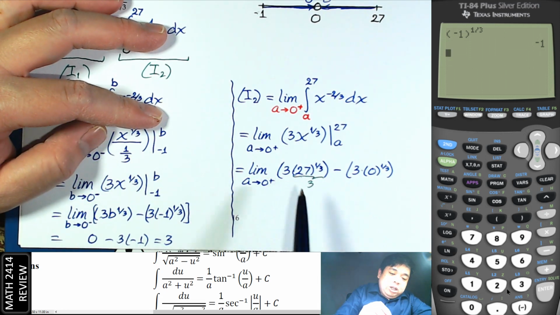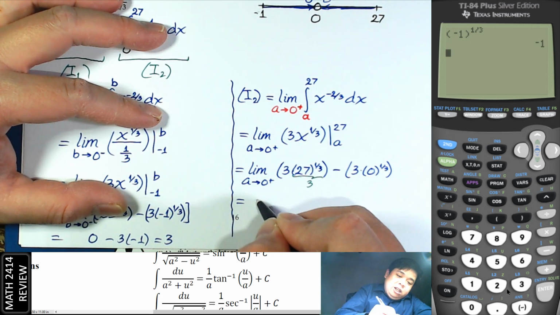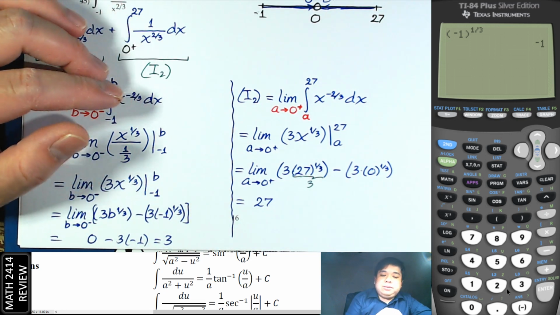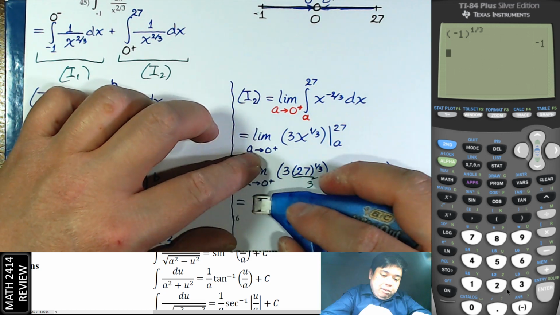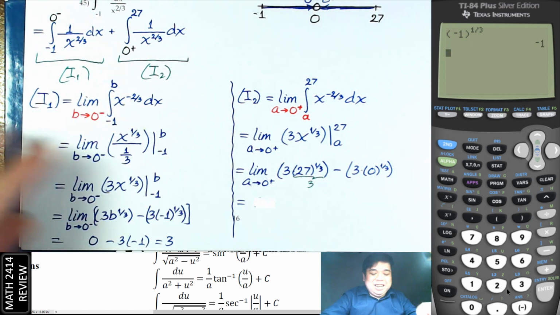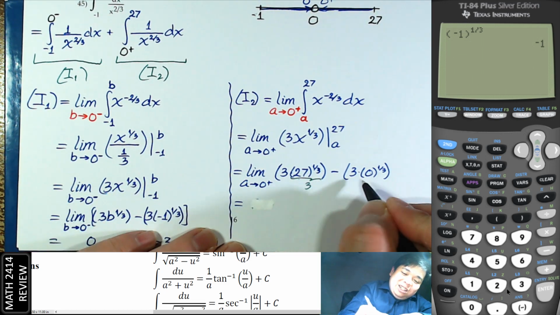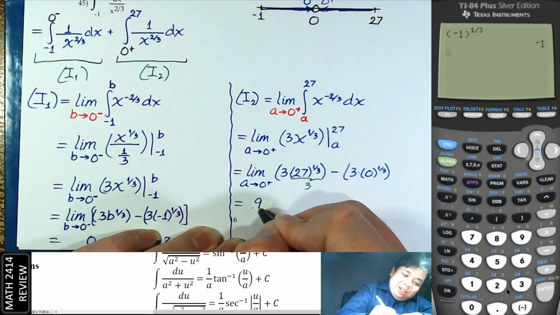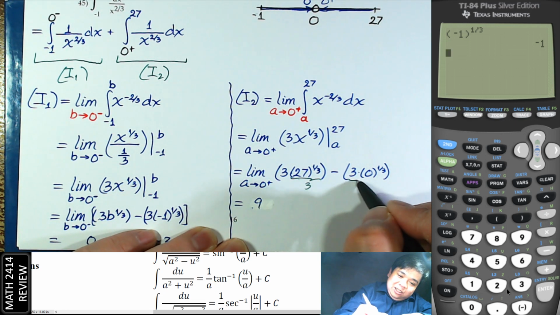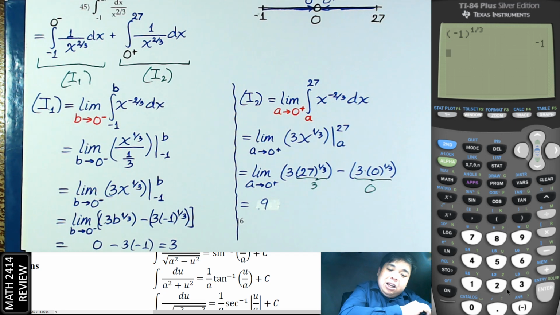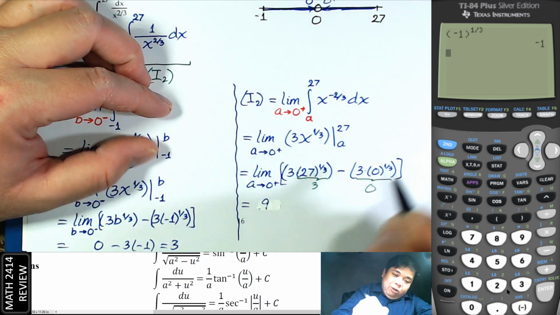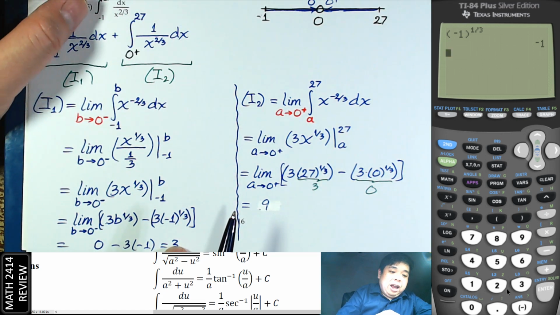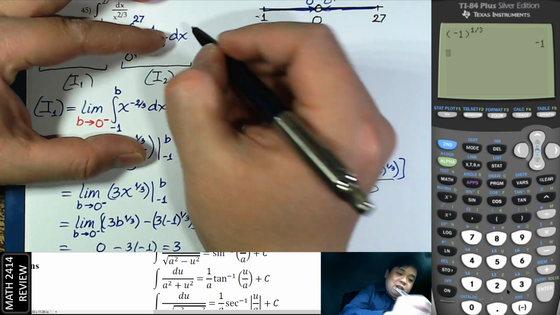So 3 times 3, 27. Sorry. 3 times 3 is 9. And that is 0. Right. So we have 9 for I2 and 3 for I1. Add them up, we have 3 plus 9, 12.